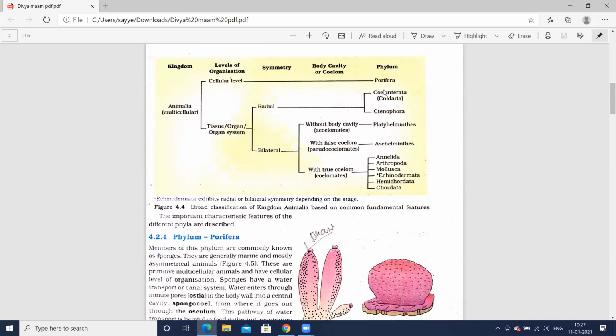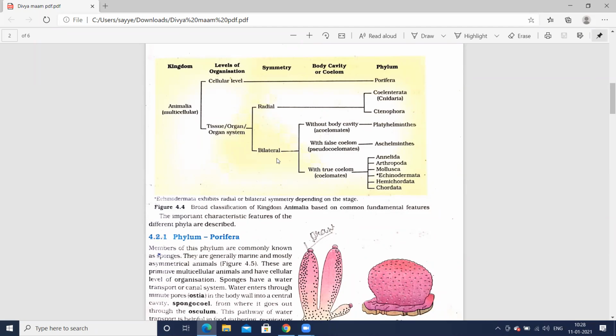There are different levels of organization. First is the cellular level, and tissue, organ, and organ system levels have been put together. At the cellular level, there is only one, that is porifera. This table will really help you out. For radial symmetry, we have Coelenterata and Ctenophora. All others have bilateral symmetry.